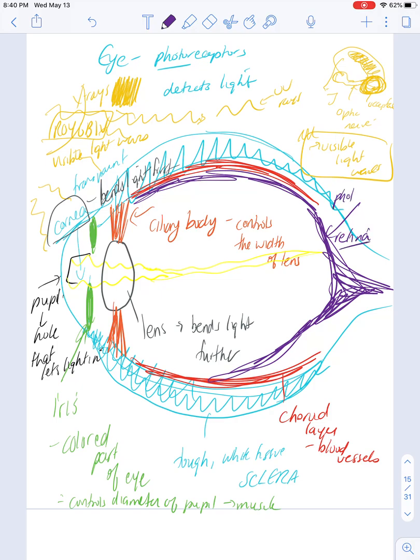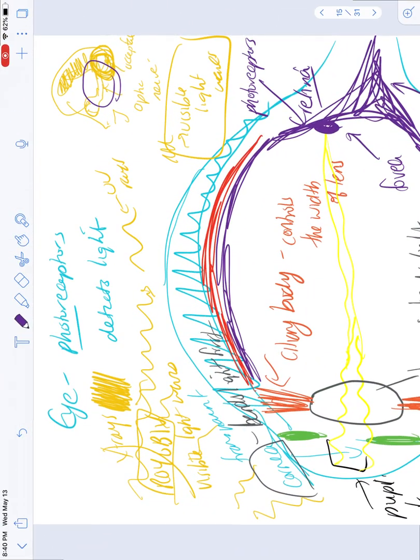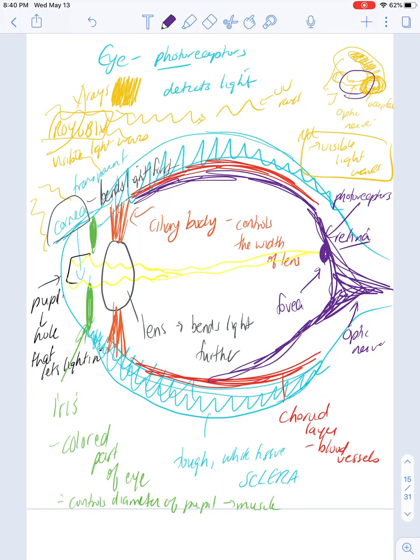The retina contains the photoreceptors that are able to detect that ROY G. BIV, all those wavelengths of light that are entering the eye. And there's a specific part of the retina right here, and that's called the fovea. That's where you want to focus the light that's coming into your eye. You want to focus it on the fovea, which is part of your retina, which contains photoreceptors. And this is the optic nerve that I drew right here that leads to the back of the brain, the occipital lobe. So there you guys go. Those are the parts of the eye.